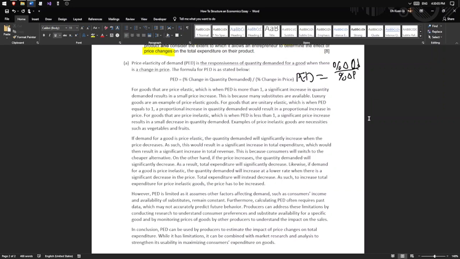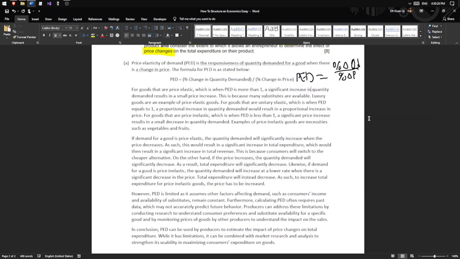So for goods with a PED more than 1, this means that the goods are not considered necessities. People can choose not to buy them. People can choose whether or not they want to buy because it's not important in their lives. So here we explain that because there are many substitutes available, and the example of a price elastic good would be luxury goods.